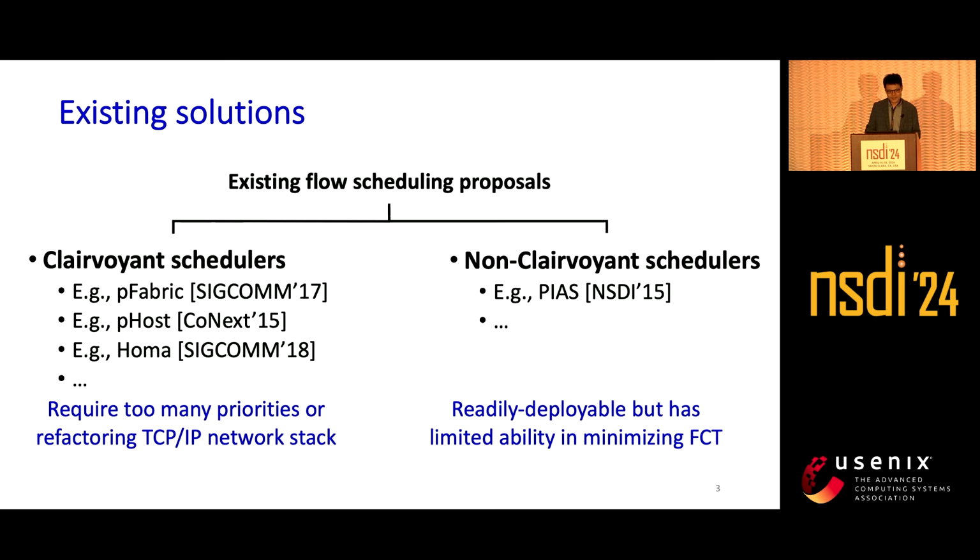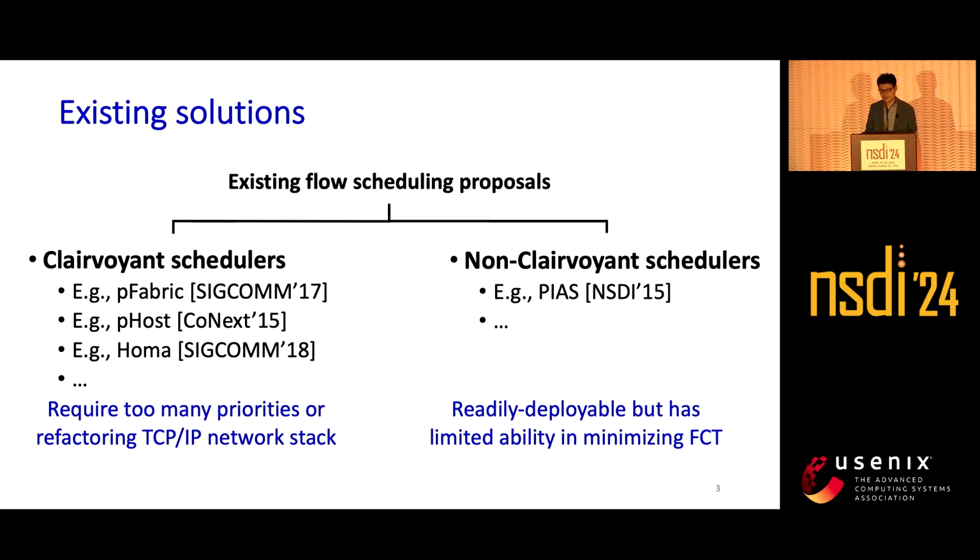The key lies in the flow size information, and there are two lines of prior work. The first line focuses on clean-slate flow scheduling. It assumes precise flow size information and uses it to approximate the SRPT policy. This approach may achieve good performance, but it is very challenging to deploy because it requires too many priorities or needs to refactor the entire TCP/IP network stack, like HOMA or PIAS.